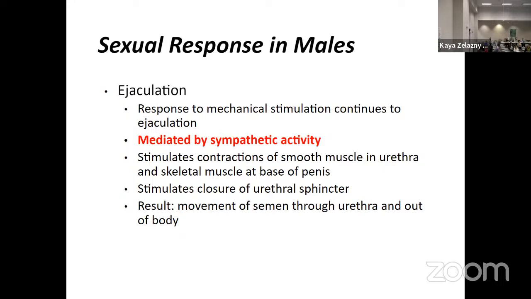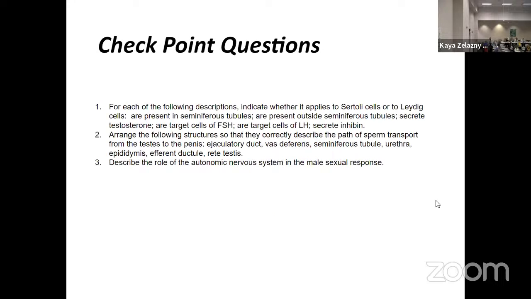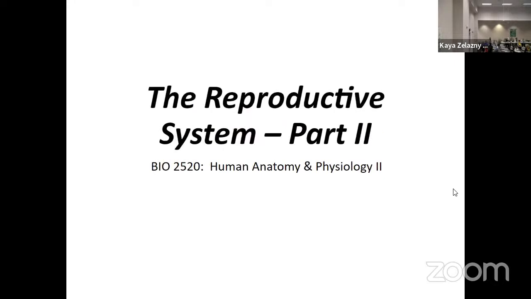At the same time, as we're contracting these muscles, this is also stimulating closure of the internal urethral sphincter. And this is important because that urethra is also connected up to the bladder, right? So as we close that sphincter, we're cutting off that connection to the bladder. So we're ending up with semen full of sperm and these enzymes and fluids from our glands coming out instead of mixing in with urine. So that is our understanding of the male reproductive system.